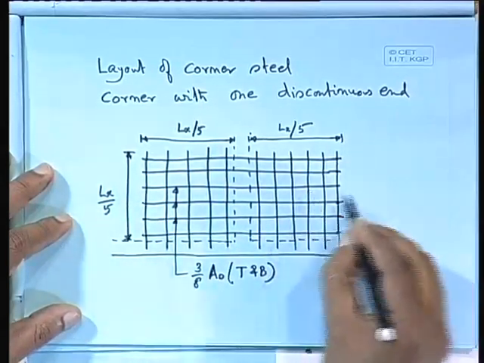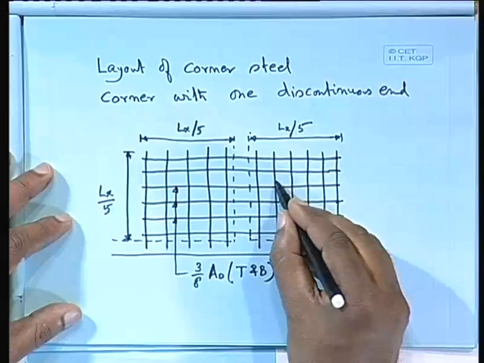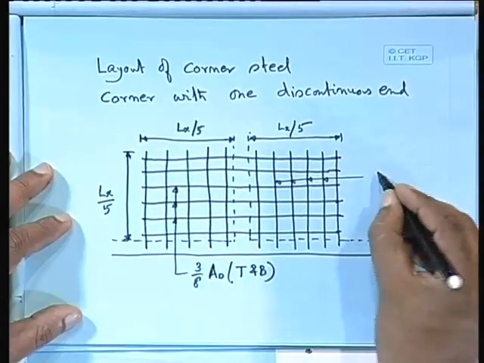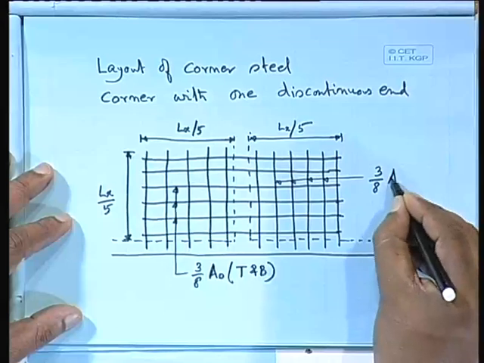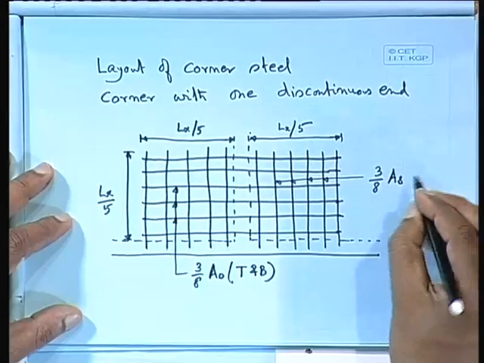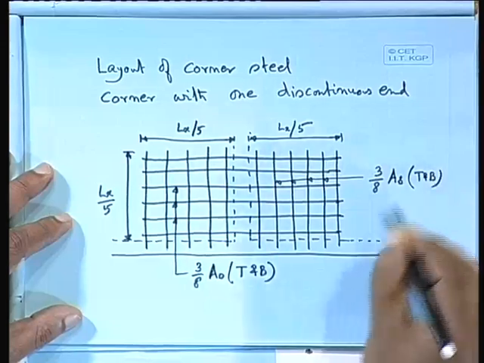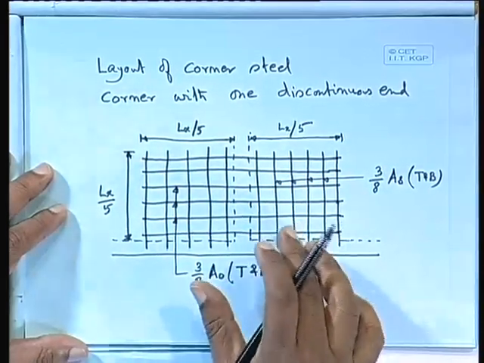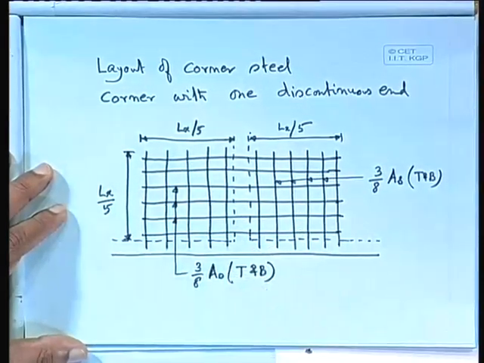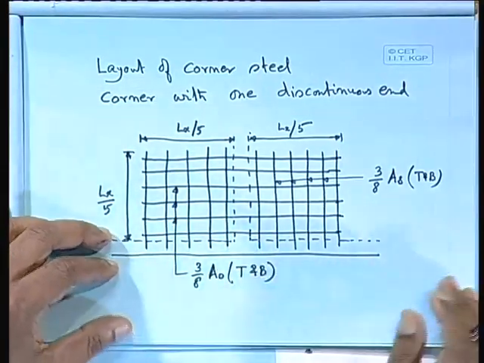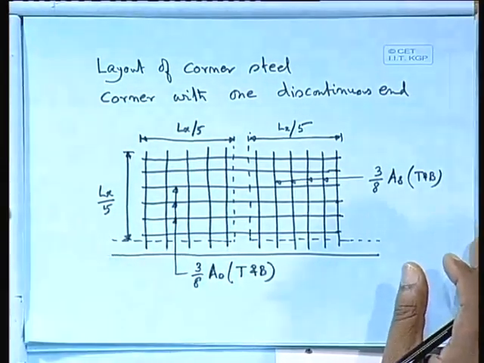What about the other one? The other one we also get the same on this side, and that also we take 3/8 of the area of steel, top and bottom. So we have to provide that. These are the corner reinforcement that we have to provide. One is for the two discontinuous edges, and another one is for only one discontinuous edge.